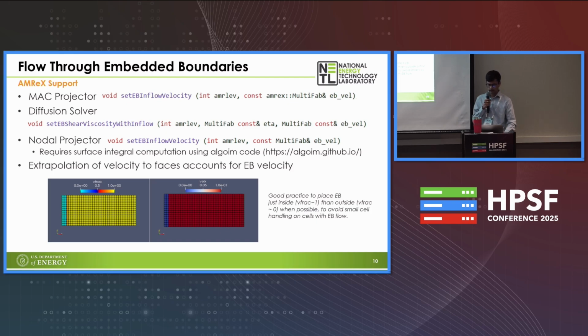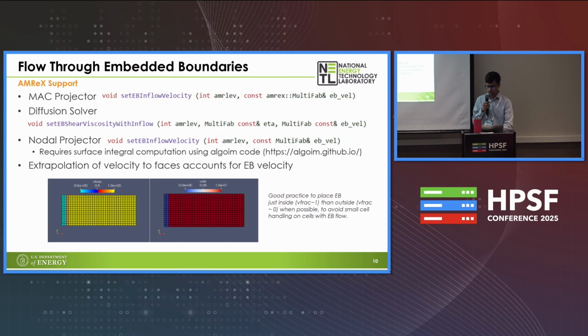So here's an illustration, a demo of how it works. In this case there is an EB plane defined at a certain distance from the left domain boundary, and it imposes a velocity of 0.1 meters per second. We can see that the fluid profile picks up this inflow and is able to create a uniform velocity of 0.1 meters per second, which is as expected.